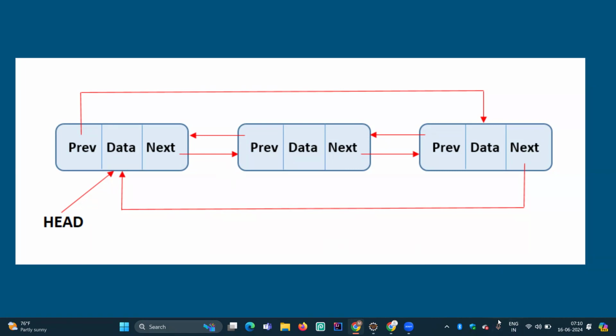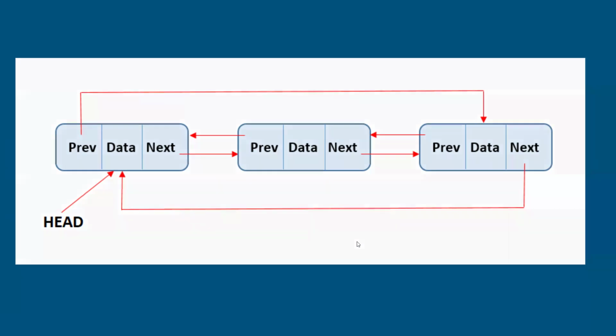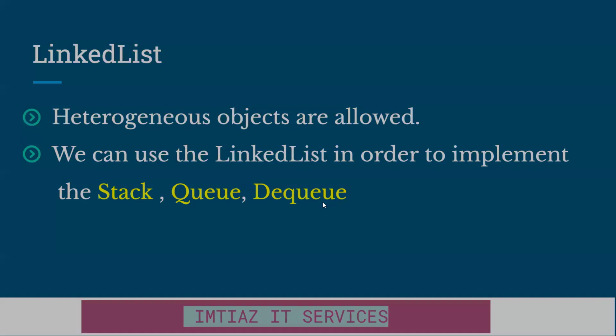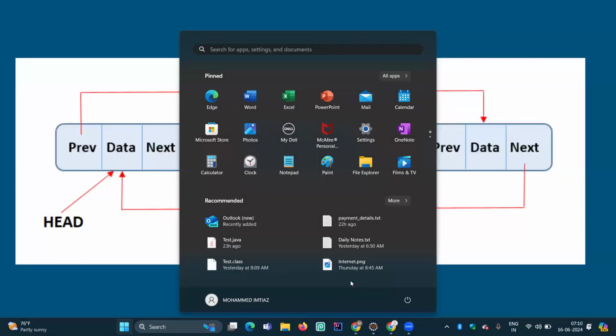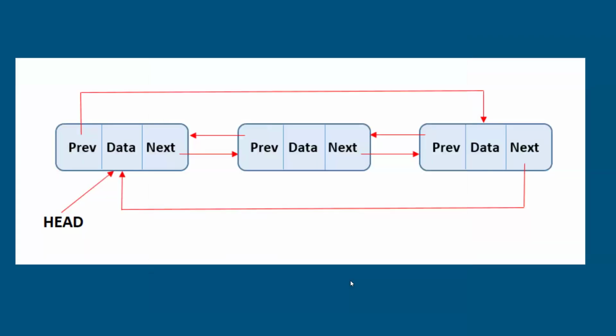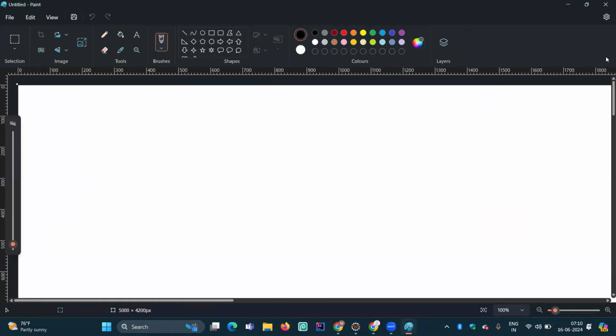So let's open here. Just wait. Where is our dashboard? Let's open the dashboard here. Whiteboard is available. If it is not available, let's open Paint here. Let's open Paint. Okay, great.